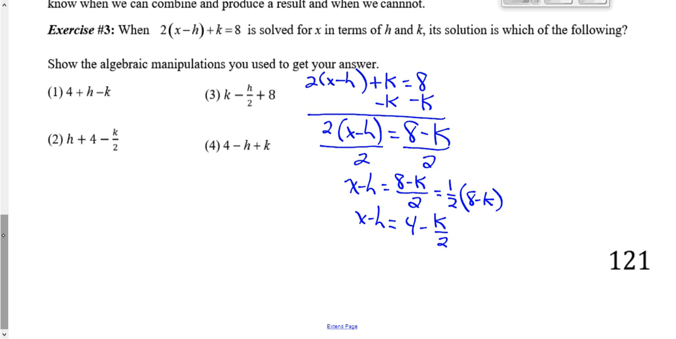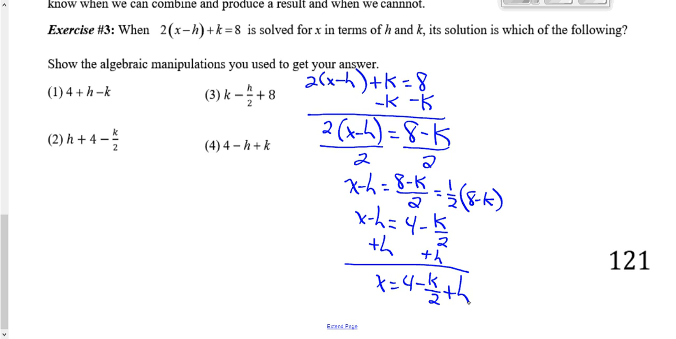Now what do we do to get the x by itself? Well, let's get the x by itself. Add h to both sides, yes. So we get x equals 4 minus k over 2 plus h, right?